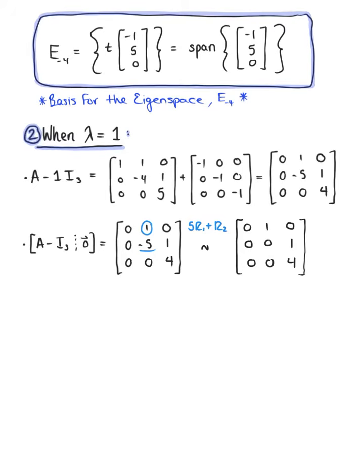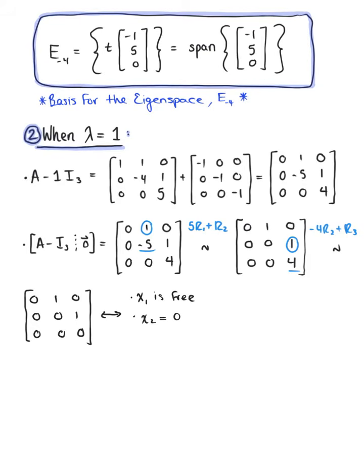And last but not least, we can take our second pivot position here and use it to eliminate the entry below it by doing minus 4 times the second row plus the third row, which produces the matrix 0, 1, 0, 0, 0, 1, 0, 0, 0. So we've attained that row-reduced echelon form, and we know that this is equivalent to the linear system where x sub 1 is free, where x sub 2 is equal to 0, and where x sub 3 is equal to 0.